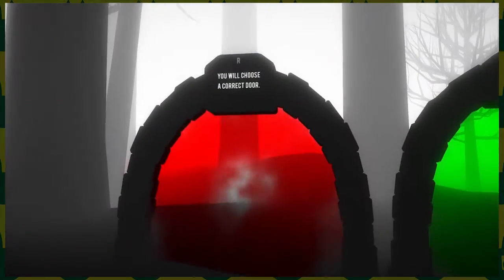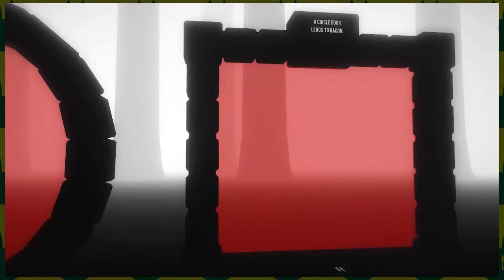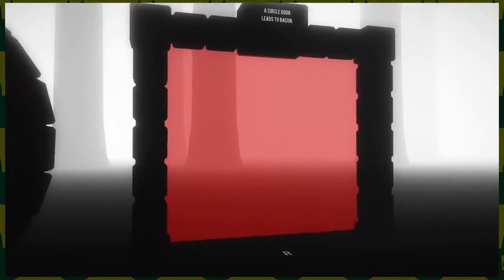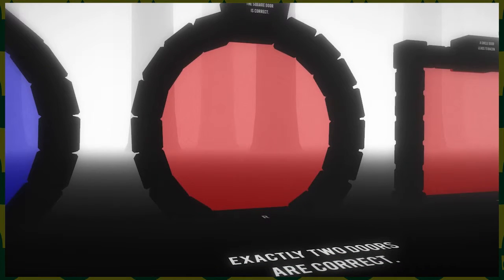Wait. If you're incorrect... What? They don't have, like, effects on them anymore. Exactly 2 doors are correct. Why is this one a square? A red door leads to bacon. The square door is correct. A circle door leads to bacon. Exactly 2 doors are correct. If you're correct, then you are also correct. Which means you're incorrect, which means you're the right door.